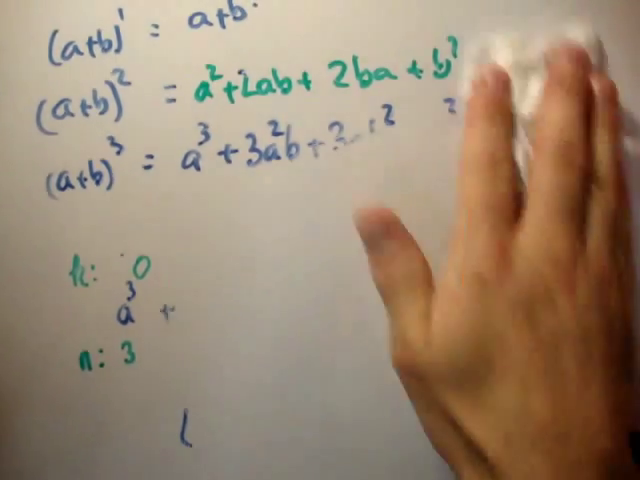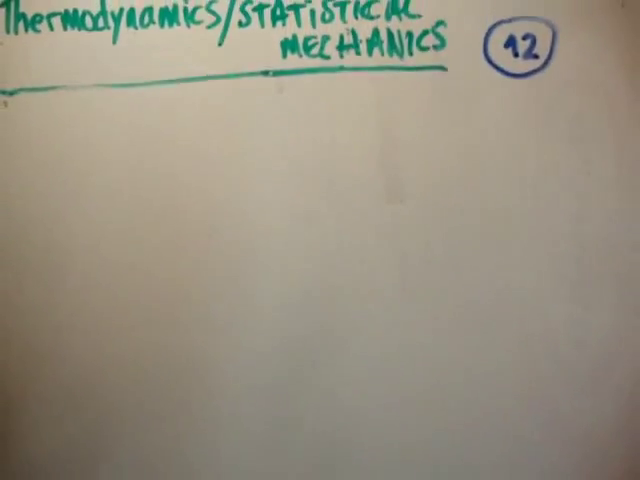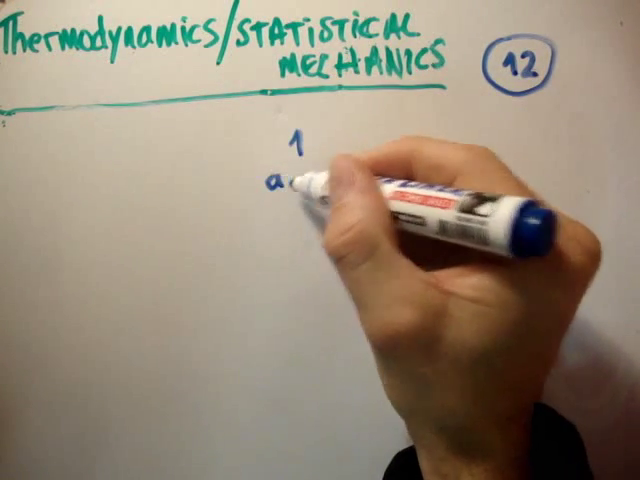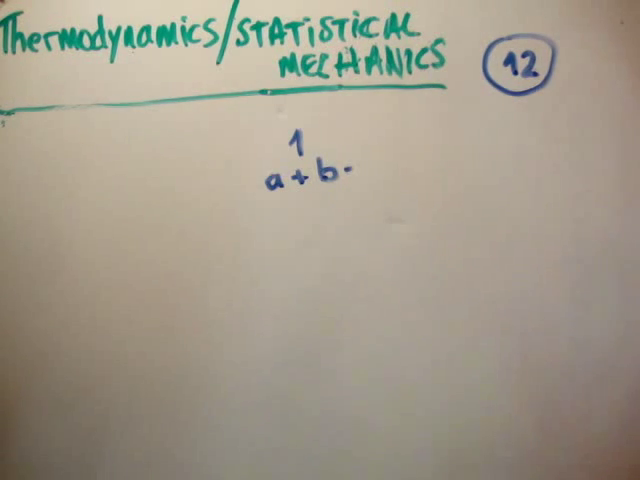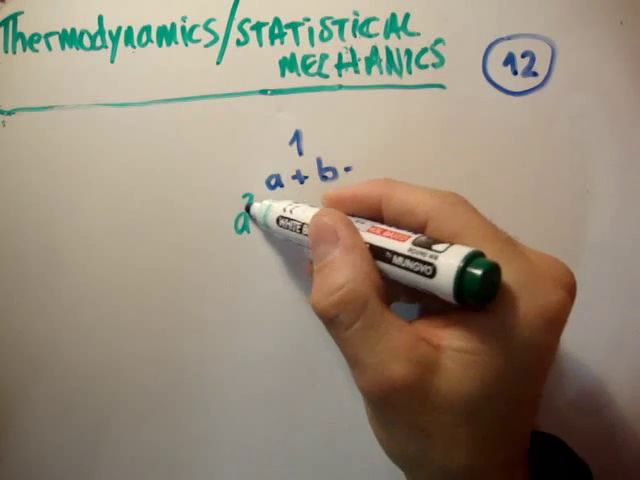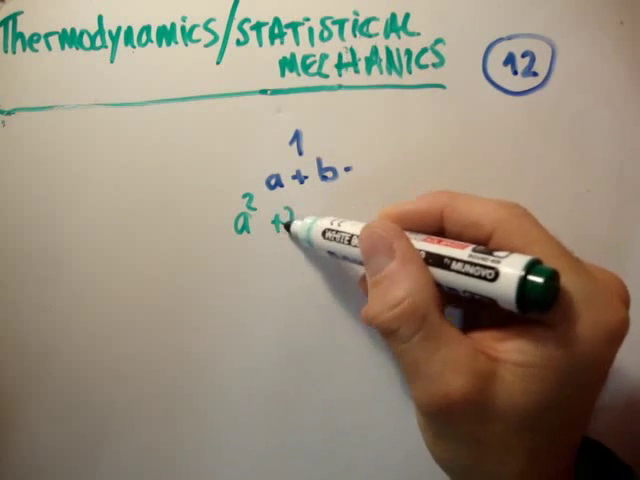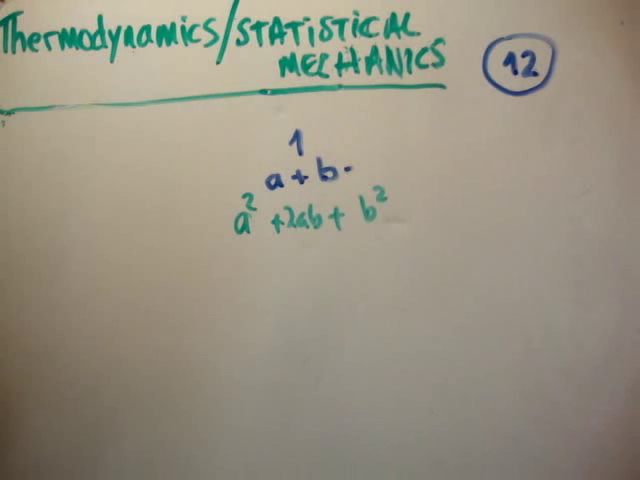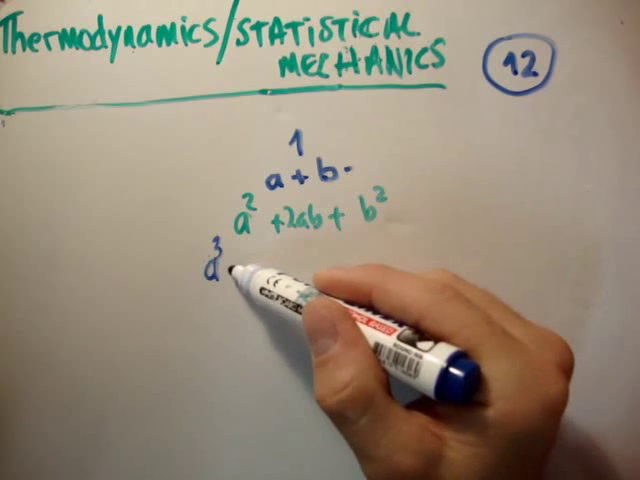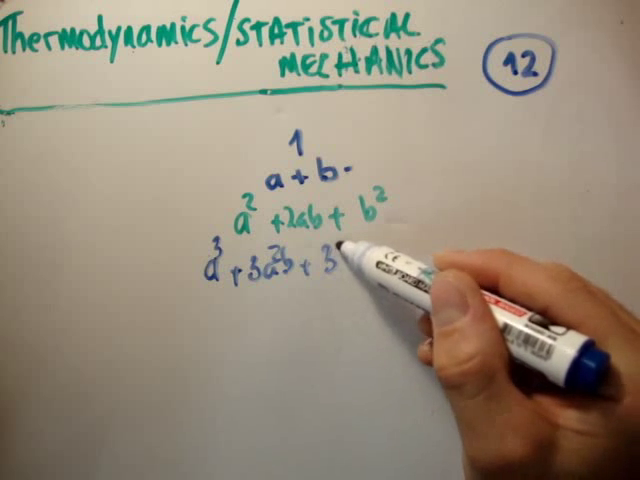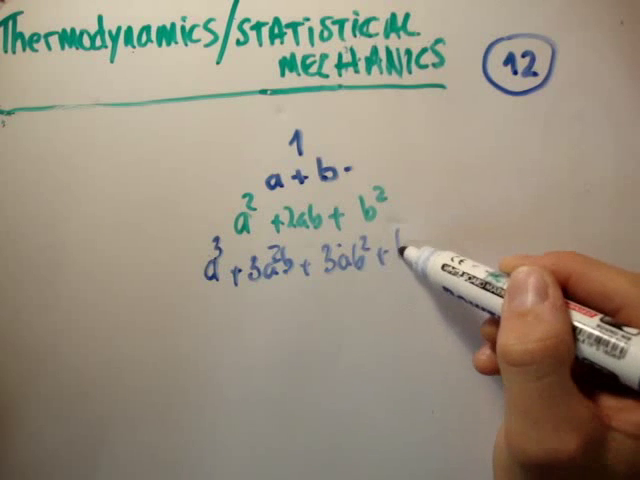Well, once again, it's found by using a pattern. So let's look at the pattern. Let's write out what we've gotten so far. So we had 1. We had A plus B. Next, after A plus B, we had the square. So we had A squared plus 2AB, and then we had B squared. And then we had the cubic equation. So it's A cubed plus 3A squared B plus 3AB squared plus B cubed.